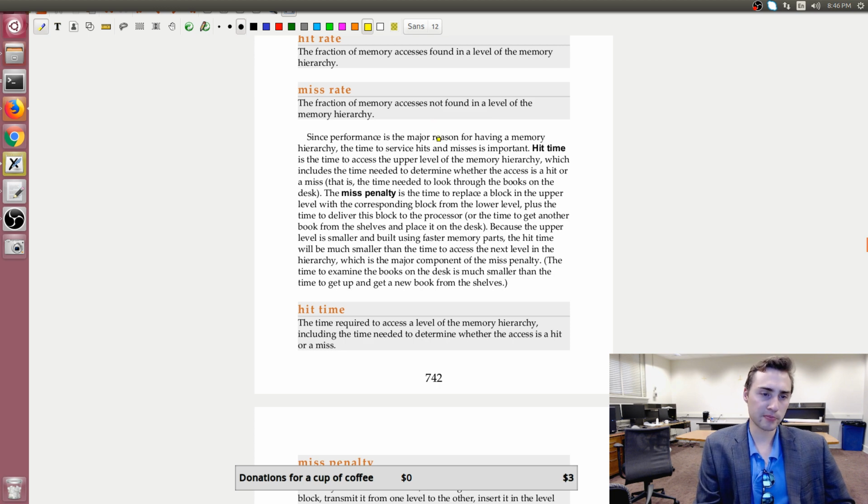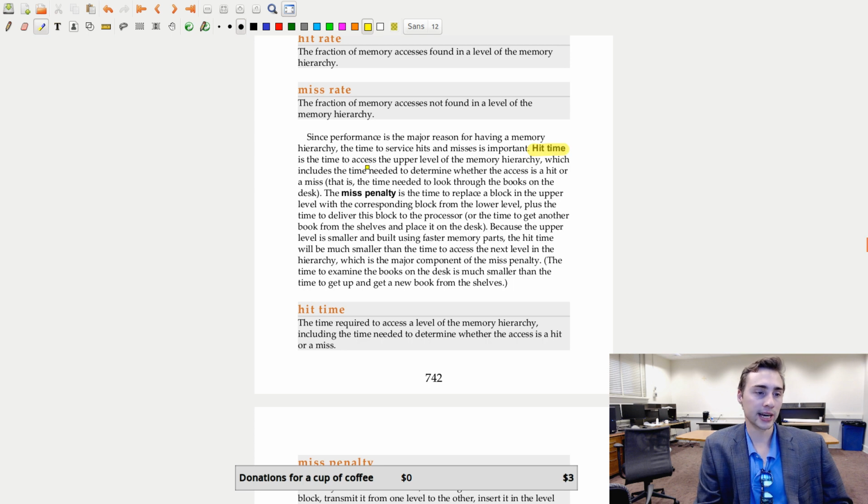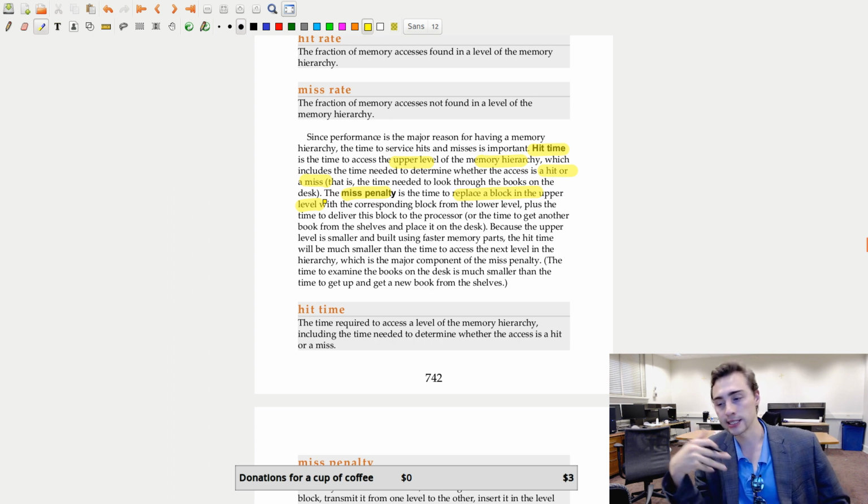Since performance is a major reason for having a memory hierarchy, the time to service hits and misses is important. Hit time is the time it takes to access the upper level of the memory hierarchy. So it's the time needed to know whether it's a hit or miss, and then the time to actually get that data from memory. That's our hit time. Then we have our miss penalty, which is the time that it takes to replace a block in the upper level. Like we said, we can't just copy something from the disk to, say, the processor directly. The disk has to go through the memory hierarchy.